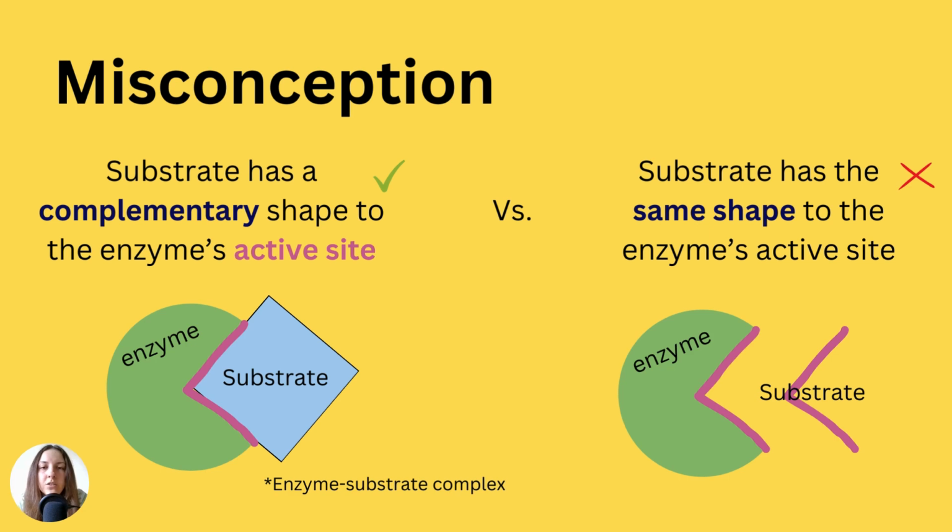Sometimes students say that the substrate, or the molecule that fits into the enzyme, is the same shape as the enzyme's active site. What they actually mean, and what you should say in your exam, is the substrate is a complementary shape to the enzyme's active site. That just means that it can fit into it because it will actually fit and combine nicely and bind well. And we want to say that when the enzyme and substrate actually do combine, we say this is now an enzyme substrate complex which has formed.